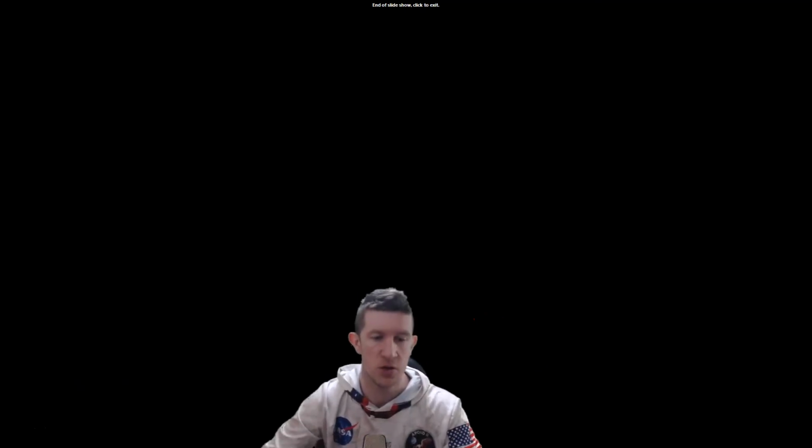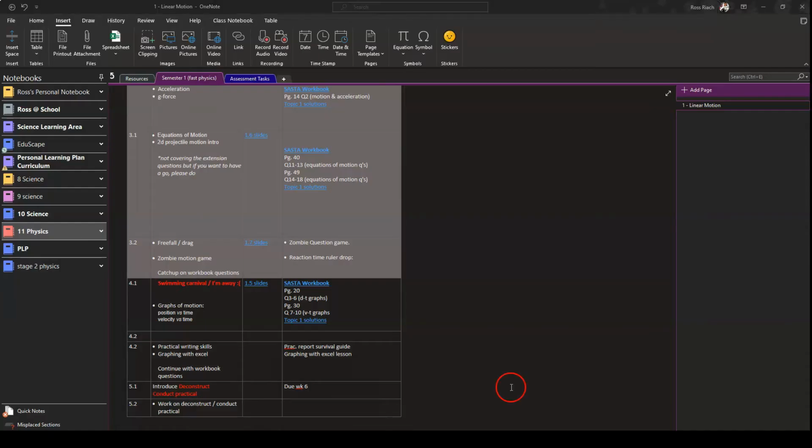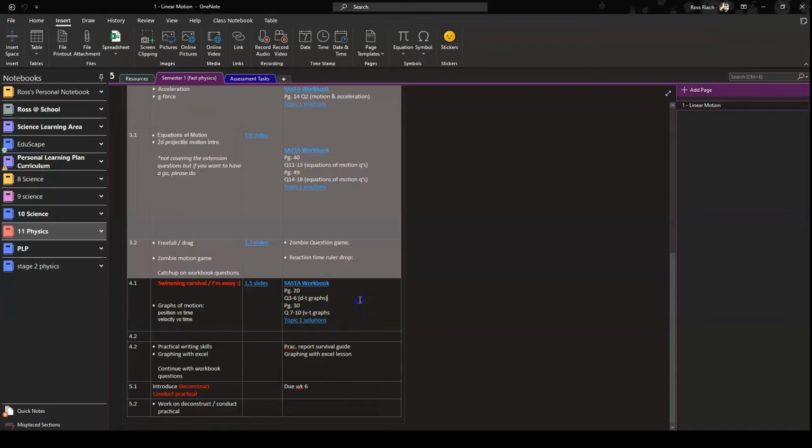Alright, so that concludes our lesson on graphing motion. If you look on the OneNote page, you'll see that there are some questions here to have a go at. Page 23 to 6, page 37 to 10 gives you distance time and velocity time graphs to have a go at. If you finish these in this lesson, have a go at some of the questions from earlier if you haven't already finished those equations of motion questions. And then from that point, you're done.